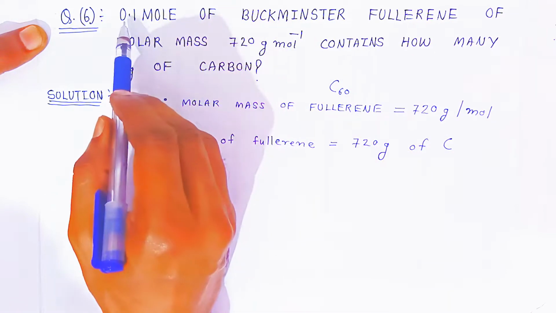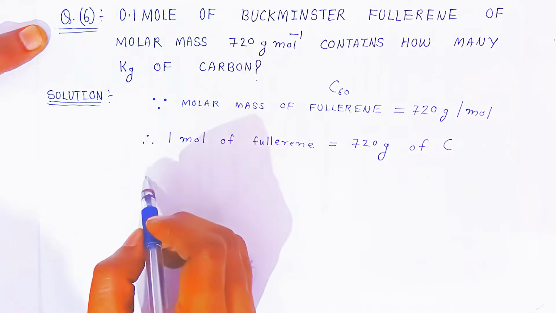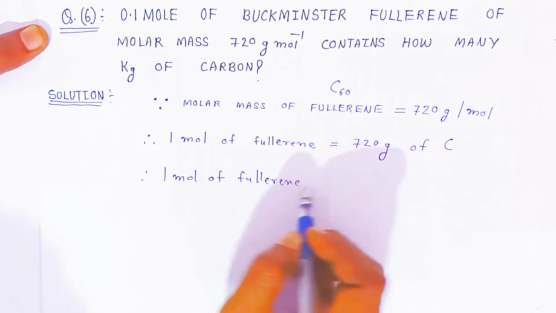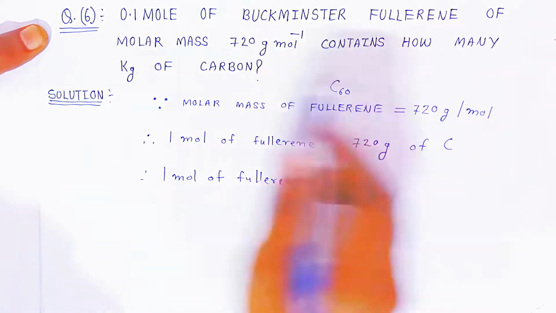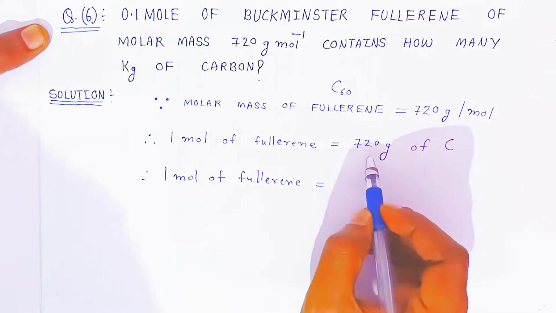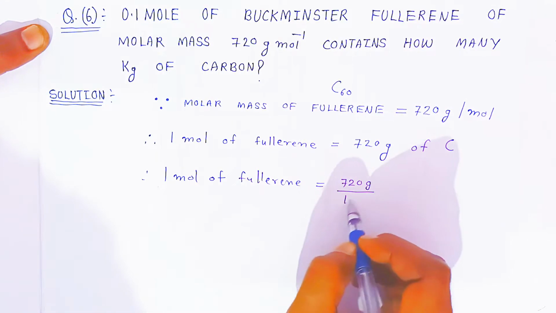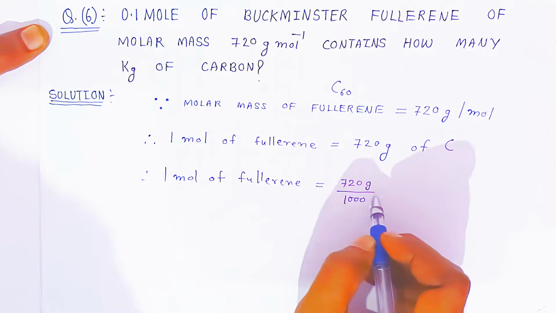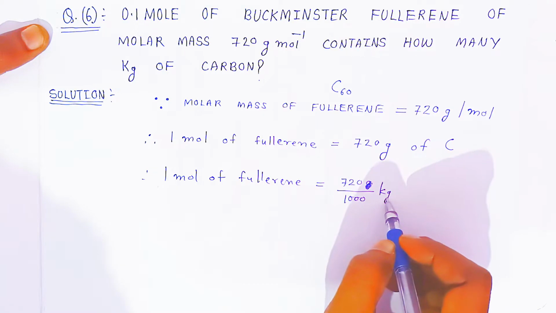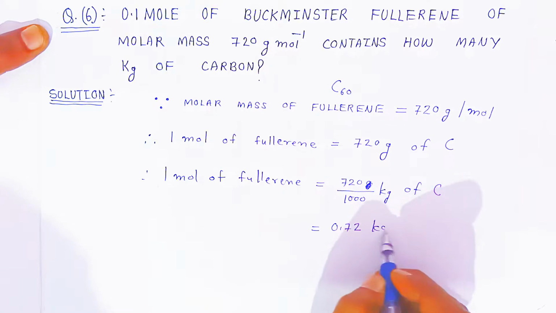Then in the question, students, they are asking 0.1 mole, and they are asking what? You have to represent carbon in kilogram. So you are converting, students, because in the question they ask how many kilogram of carbon. You have to convert this 720 gram into kilogram. So what happens, students? You are going to divide 720 by 1000. When you divide by 1000, it will convert into kilogram. So it will become 0.72 kilogram of carbon.